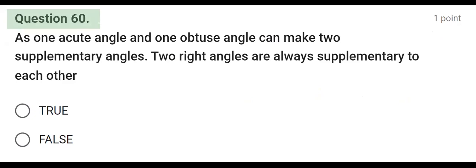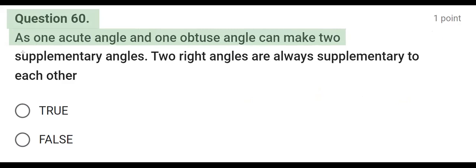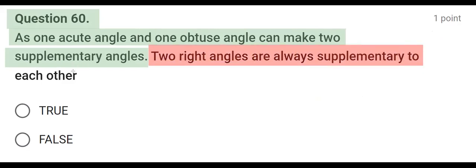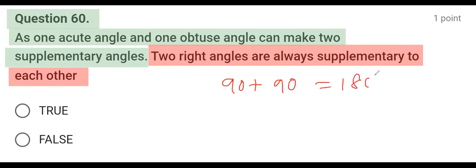In question number 60, it says two right angles are always supplementary to each other. That's right. The condition for supplementary is that the sum of these two angles should be 180 degrees. So they're talking about two right angles. As you can see, this is one right angle and the other right angle. Their sum comes out to be 180 degrees, and therefore this is a correct statement.